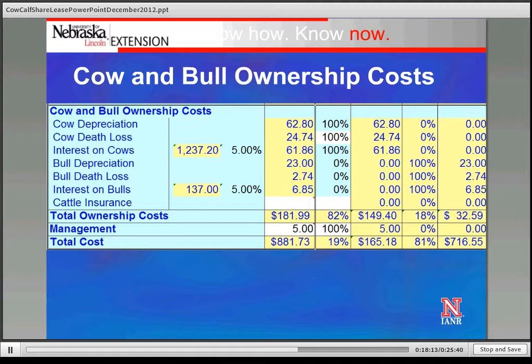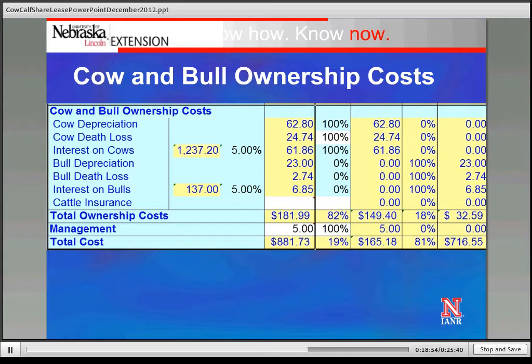Bull depreciation, bull death loss, interest on the bulls, those are things that are being contributed to by the cow operator, the person who's caring for those cows, and those are that person's costs. And you can see those are 100% of theirs on the right side of the sheet. When we get down towards the bottom, total ownership costs for both bulls and cows is right at $182. In this case, in ownership costs, the cow owners contributed 82%. The cow operator, who also owns the bulls, contributed 18%. We also have a place for some management down here under ownership costs that they can contribute.